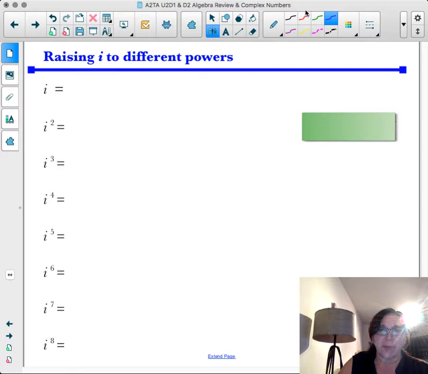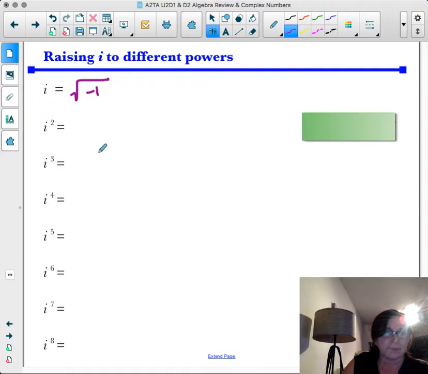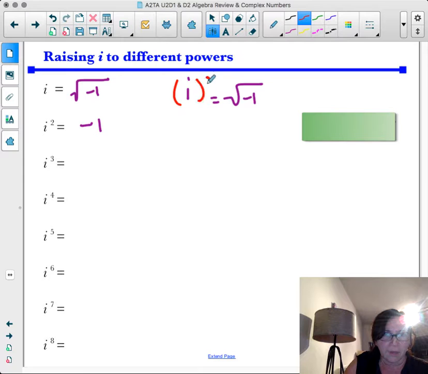Raising i to different powers. So a couple of things here. i, again, is the square root of negative 1. i squared is negative 1. Meaning if I were to take i is equal to the square root of negative 1, and I were to square both sides like that, I would get i squared is equal to negative 1. That's how you get that.